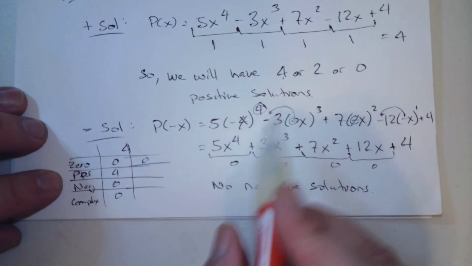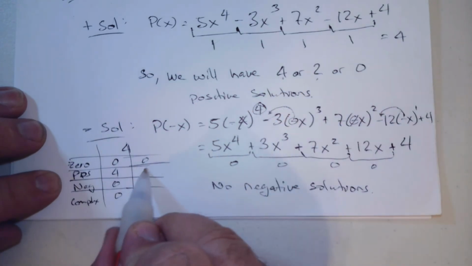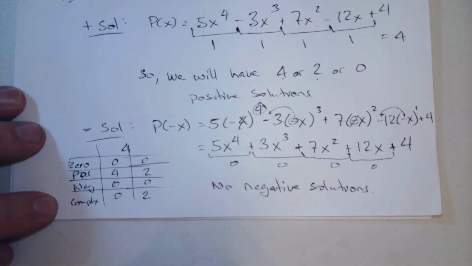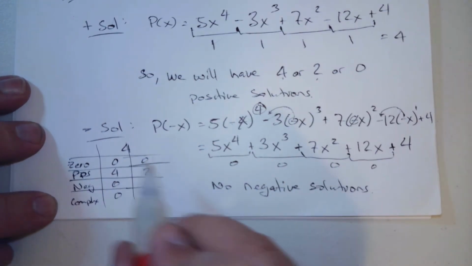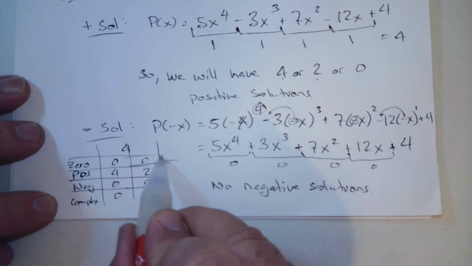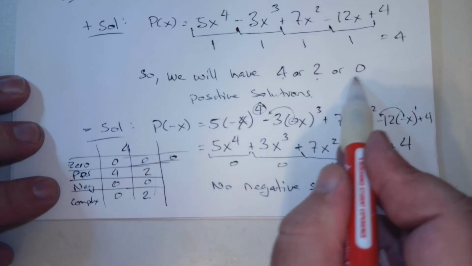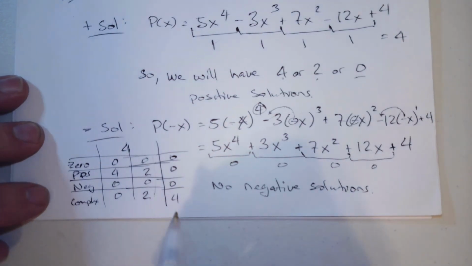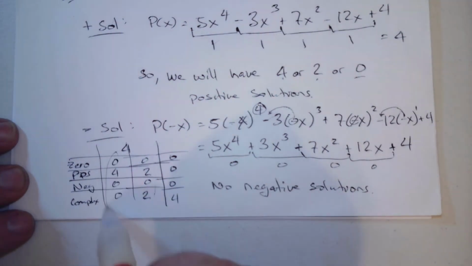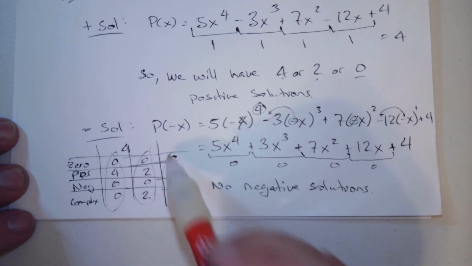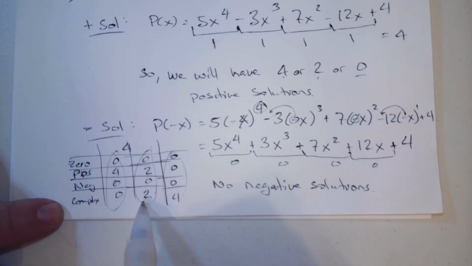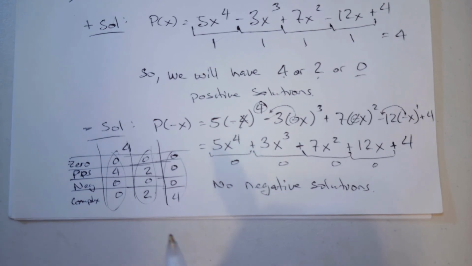There's no zeros. We can have 2 positives. Again, we have no negatives. That means we have to have 2 complex. If we add these straight up, we equal 4. Or we can have 0 positives, and there's no negatives, which means we'd have to have 4 complex. So these are the possible combinations of our solutions. All 4 of them could be positive answers, we can have 2 positives and 2 complex numbers, or all 4 of them could be complex.